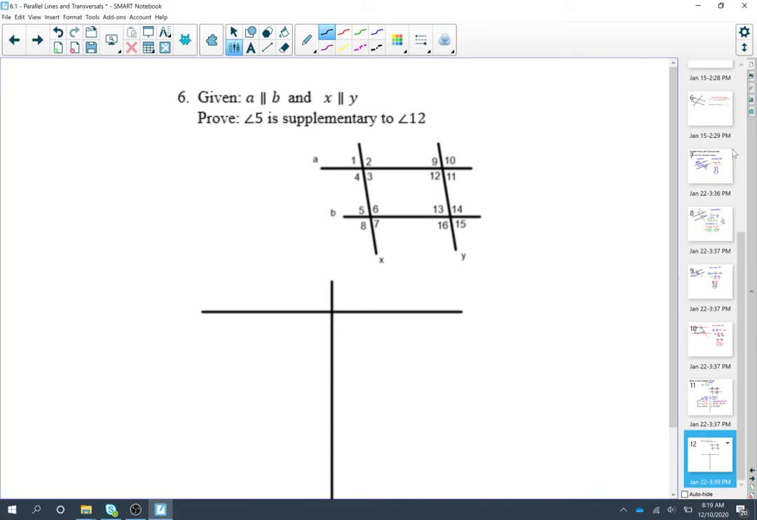Example 6. Given that A is parallel to B and X is parallel to Y, prove that angle 5 is supplementary to angle 12. So, before we get started, I'm going to set everything up. Work, reasons. Number 1 is our given. So we're given that A is parallel to B and X is parallel to Y. Now, we have to prove that 5, which is right here, is supplementary to 12, which is over here.